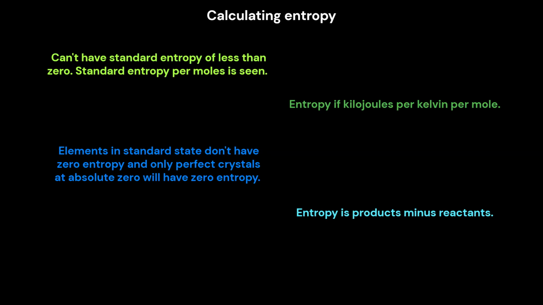Calculating entropy. You can't have a standard entropy of less than 0. Standard entropy is given per mole, in kilojoules per Kelvin per mole. Elements in their standard state don't have 0 entropy, and only perfect crystals at absolute 0 will have 0 entropy. Entropy change is products minus reactants.